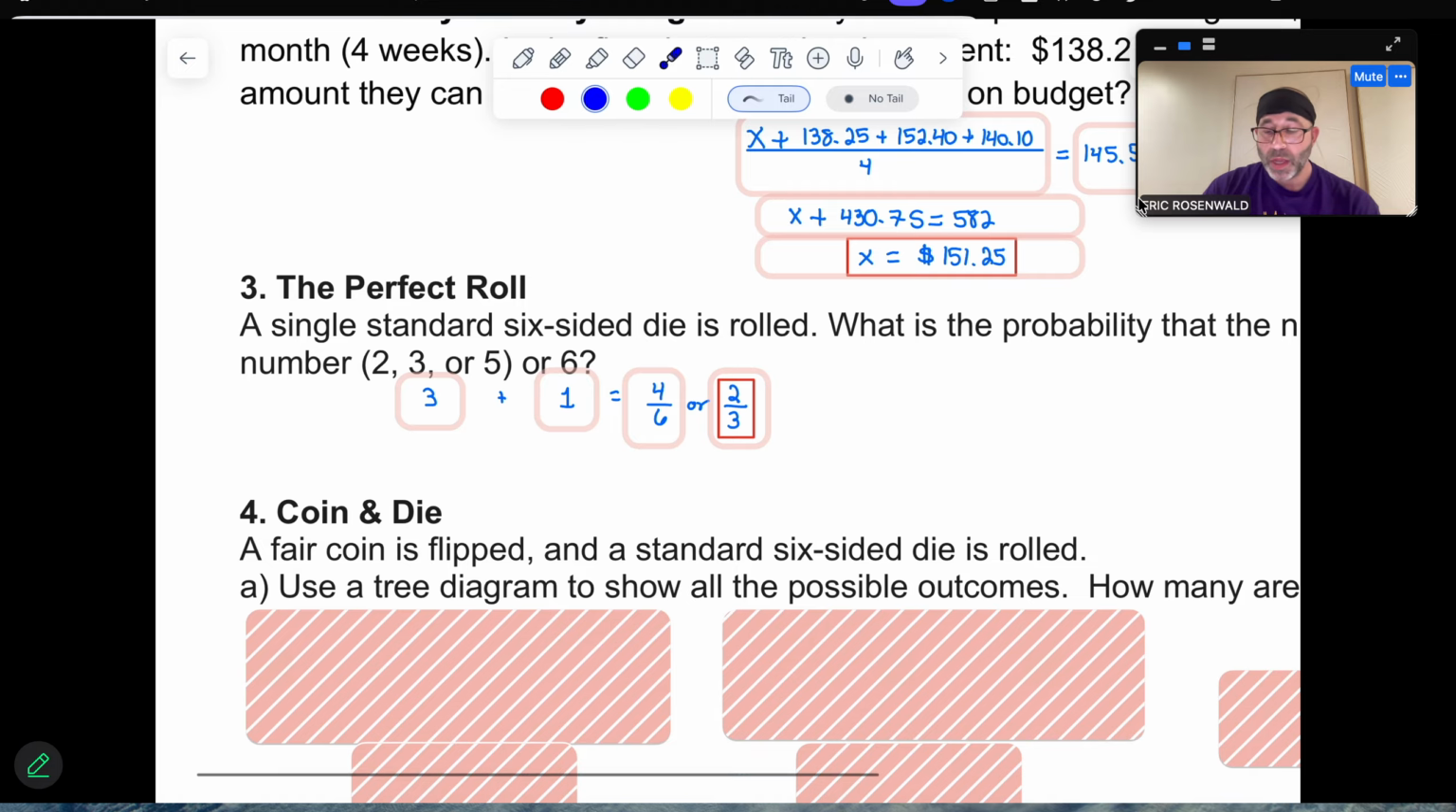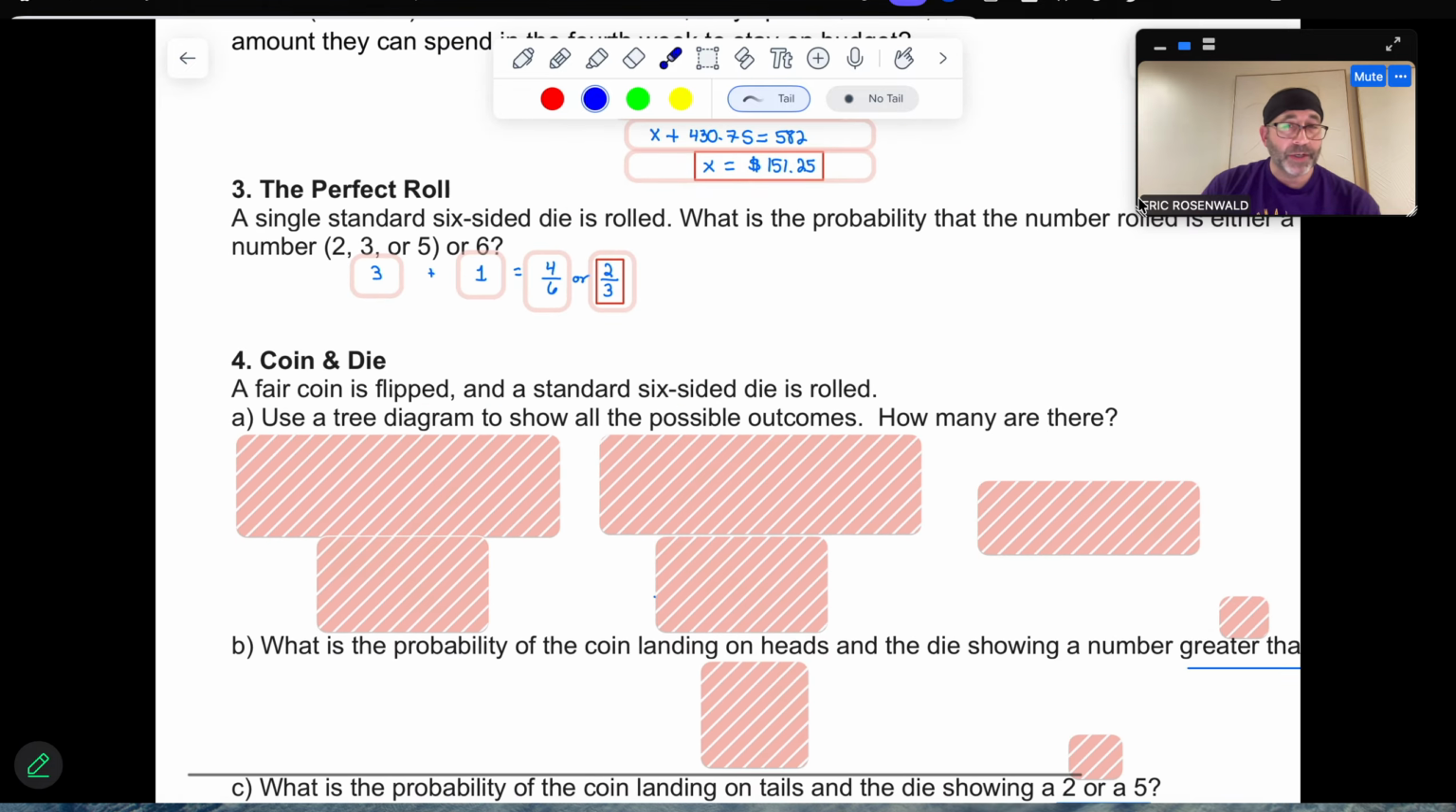Okay. All right, coin and die problems, a very famous one. Flipping a coin and then rolling a die, okay? For part A, let's go ahead and draw a tree diagram to show all the possible outcomes and then how many there are. So here's the first one. I take a coin and flip it, right? It's going to come up one of 2 ways, heads or tails.